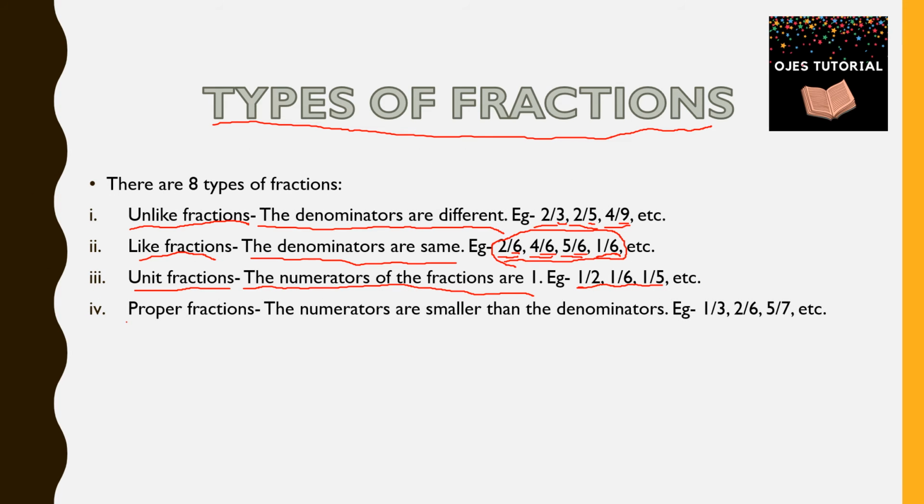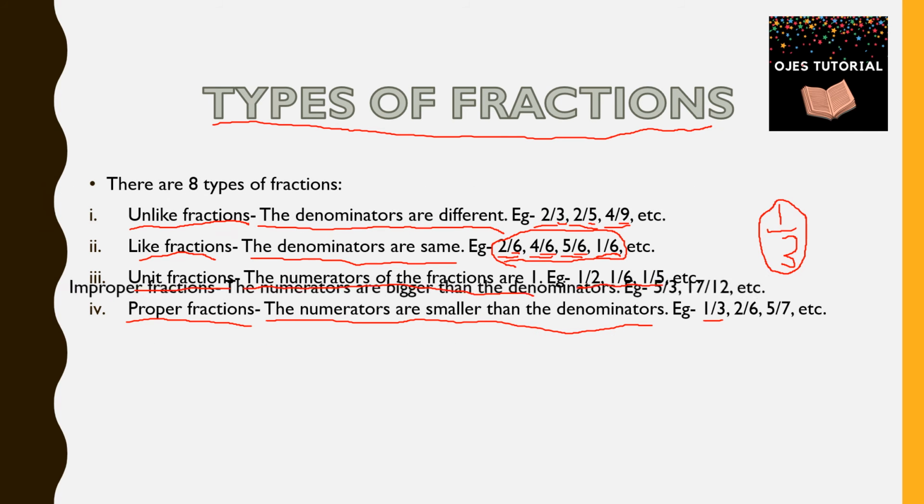The fourth type is proper fractions. And what are they? The numerators are smaller than the denominators, meaning the numerator of the fraction is smaller than the denominator. So let's see the first example, 1 upon 3. As you all can see here, in 1 upon 3, the numerator is 1 and it is smaller than the denominator because the denominator is 3, and 3 is greater than 1. So that is why this is a proper fraction.